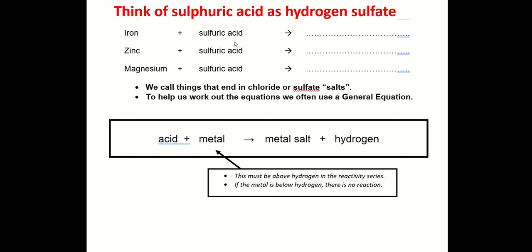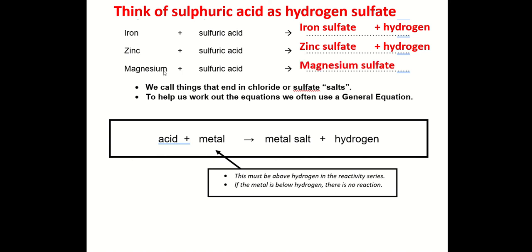For sulfuric acid, think of sulfuric acid as hydrogen sulfate. So iron plus sulfuric acid gives us iron sulfate plus hydrogen. Zinc plus sulfuric acid, zinc sulfate plus hydrogen. Magnesium plus sulfuric acid, magnesium sulfate plus hydrogen.